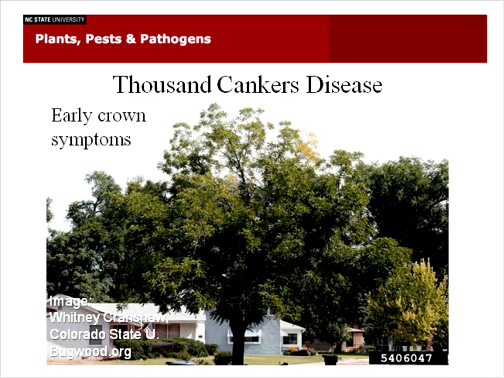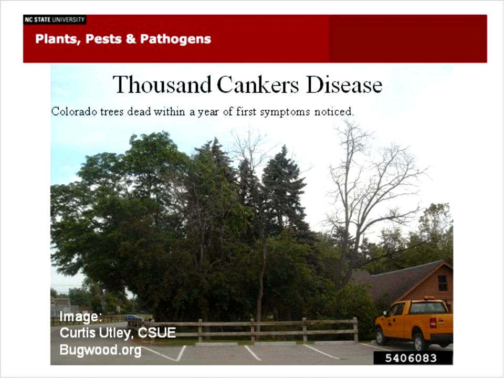The reason for the concern is a disease known as thousand cankers disease, and it's been noticed since the 90s in walnuts out in the west. The early crown symptoms consist of thinning and flagging of certain branches, which you could potentially confuse for drought stress. But then, as the disease progresses, it can kill the entire tree.